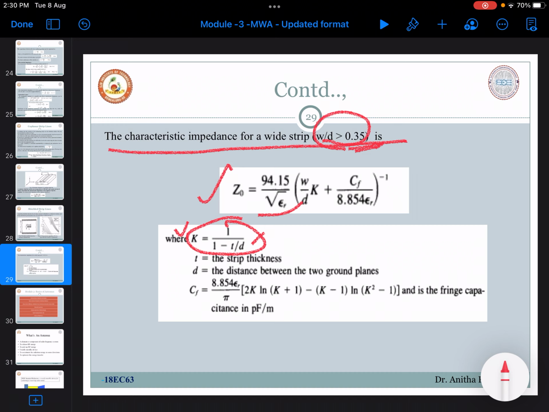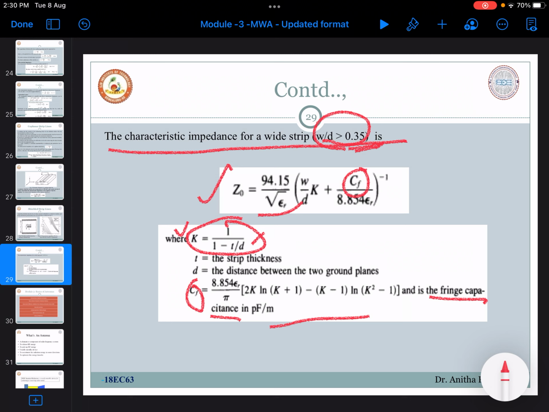Now coming to the W value, the D value is known to you, and CF you need to evaluate here. CF can be evaluated from this expression, which is 8.854 into epsilon r divided by pi into 2K into ln of K plus 1 minus K minus 1 into ln of K squared minus 1. Here CF indicates the fringing capacitance, the capacitance which occurs due to the electric and magnetic fields which are traveling in the air.